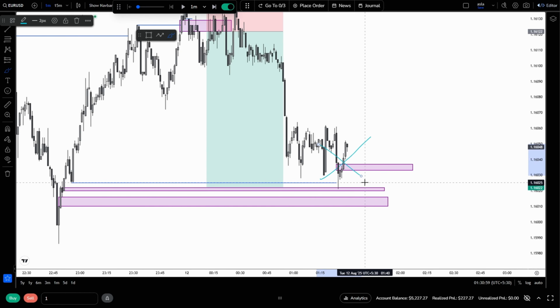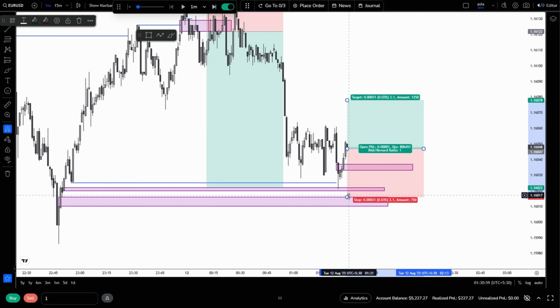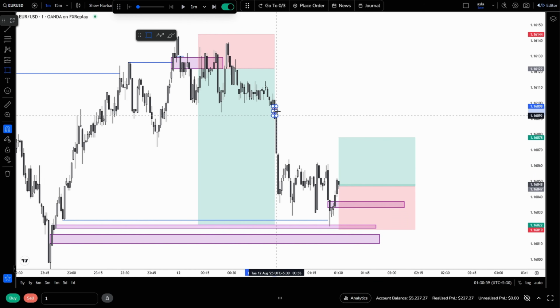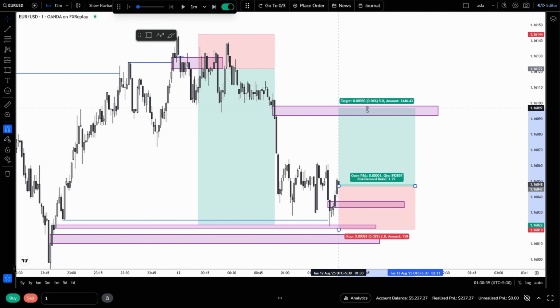In this specific example, I am confident that price will not fill that remaining fair value gap, but explaining why would take too much time here, and I'll cover that in another video. For now, let's focus on taking trades from unfilled PD arrays.